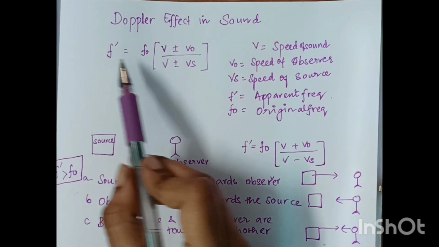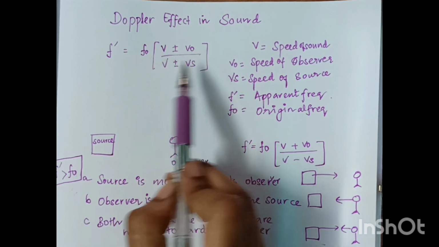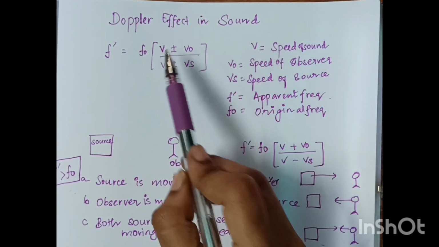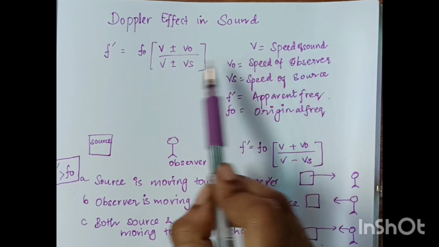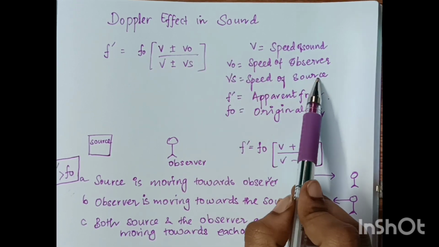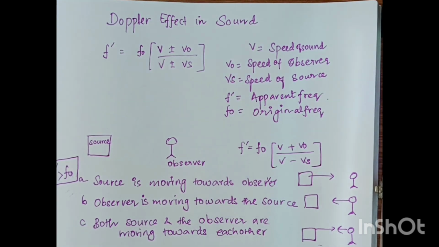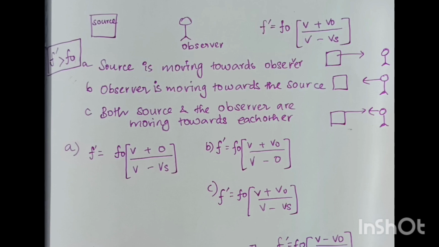Apparent frequency equals original frequency into (V plus or minus Vo) by (V plus or minus Vs). So here V is the speed of sound, Vo is the speed of observer and Vs is the speed of source. F dash is the apparent frequency, Fo is the original frequency. Now let us see different cases. So we are going to understand the different cases of Doppler's effect.